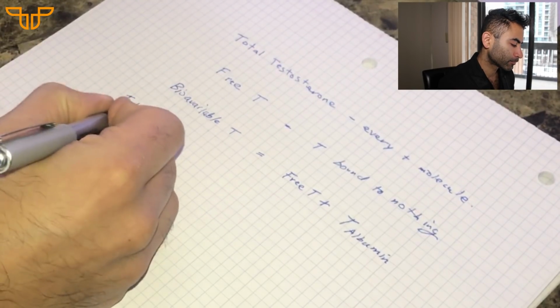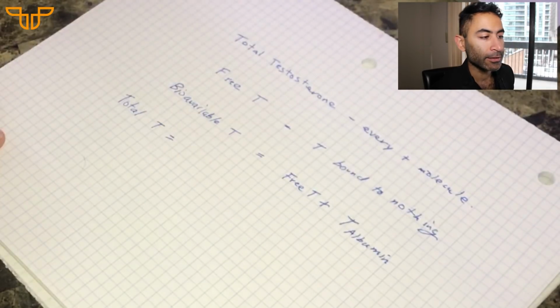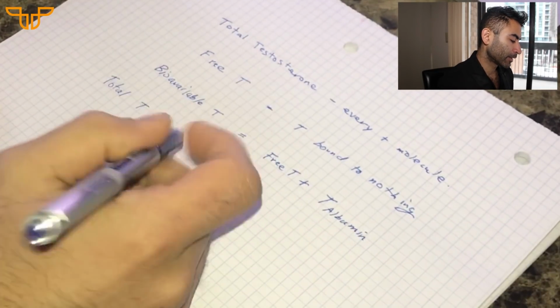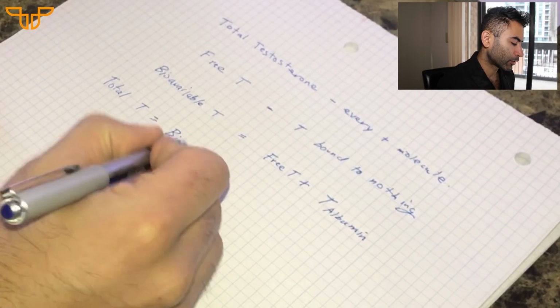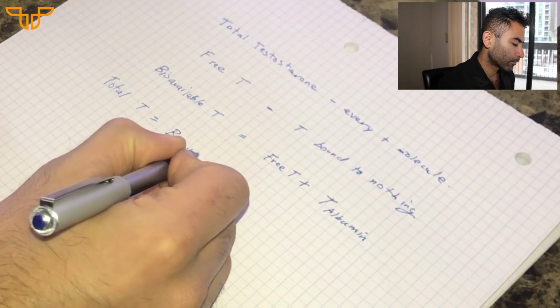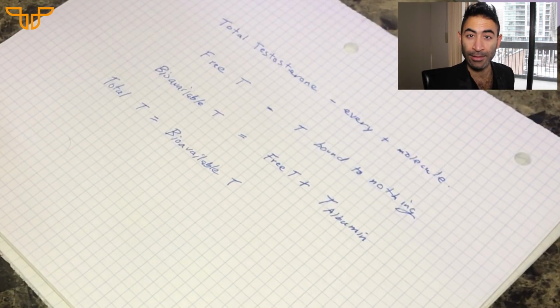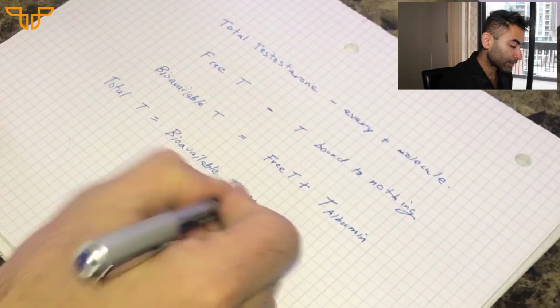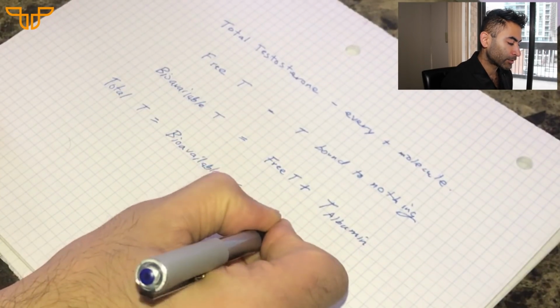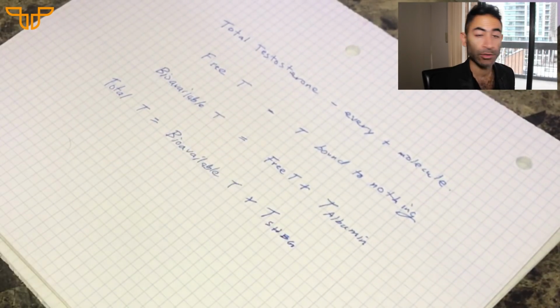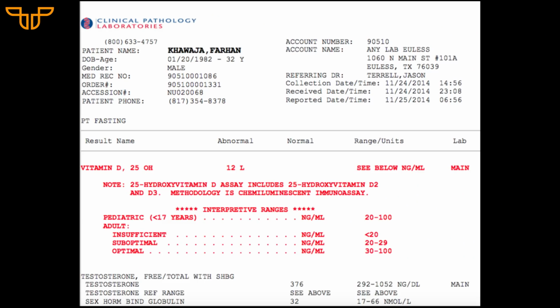So at the end of the day, total testosterone is actually bioavailable testosterone, that's the free testosterone plus the testosterone bound to albumin, plus the testosterone bound to SHBG, sex hormone-binding globulin. And we saw that here in the previous section, it was 32 nanomoles per liter for me. Okay, so that is what total testosterone is.